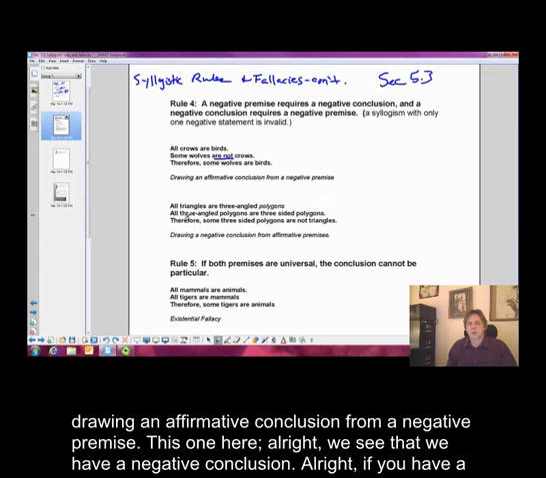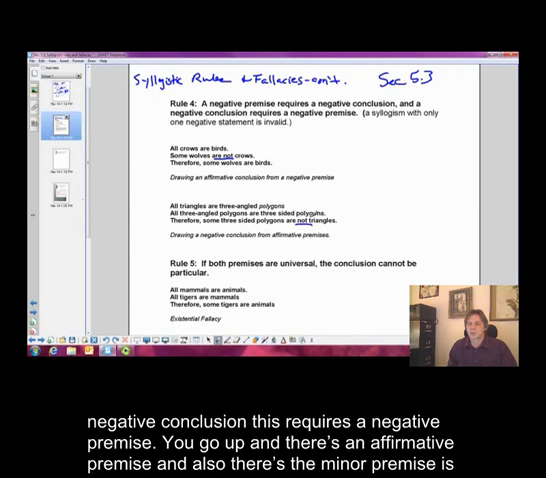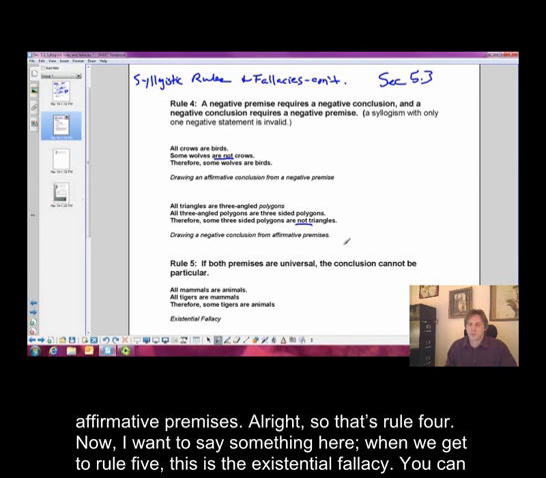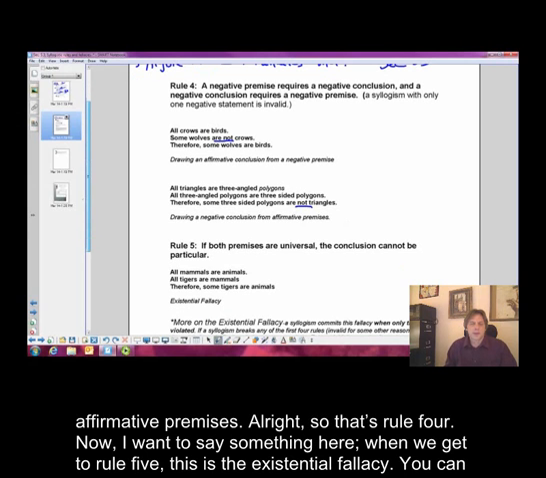Okay, this one here, we see that we have a negative conclusion. If you have a negative conclusion, this requires a negative premise. You go up, and there's an affirmative premise, and also the minor premise is affirmative. So this is invalid, and if someone asked you why, you'll say, well, it's committing the fallacy of drawing a negative conclusion from affirmative premises. Okay? All right, so that's rule 4.